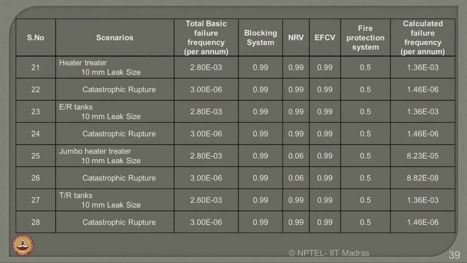The same study or frequency analysis in terms of estimating failure frequency per annum is also computed for the vessels and tankers of heater treater, emulsion recipient tanks, jumbo heater treater and TR tanks for the different rupture and leak size presumed in the analysis.